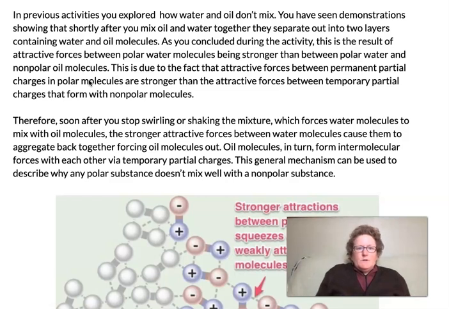You've seen demonstrations showing that shortly after you mix oil and water together, they separate into two layers containing water and oil molecules. As you concluded during the activity, this is the result of attractive forces between polar water molecules being stronger than the attractive forces between polar water and non-polar oil molecules.